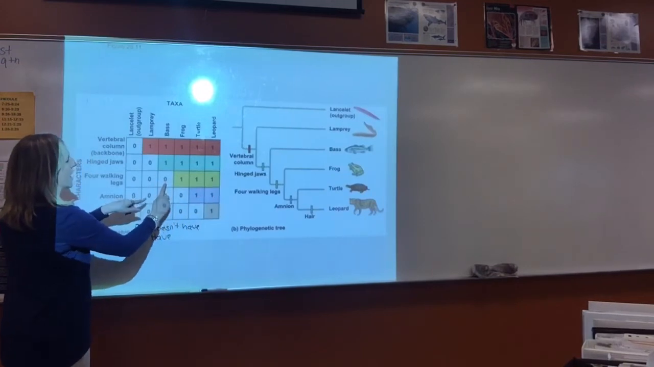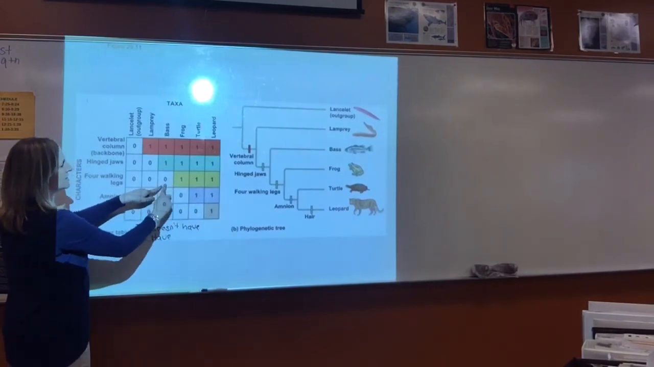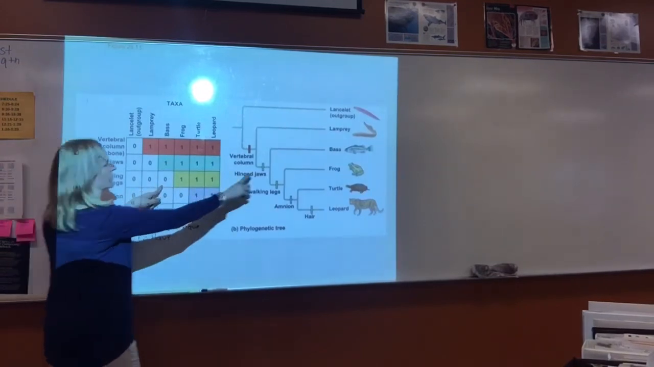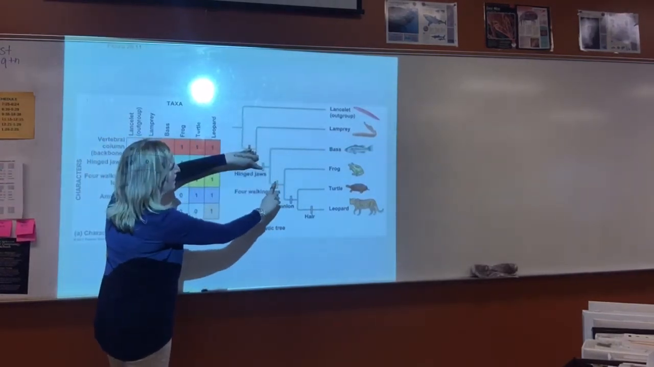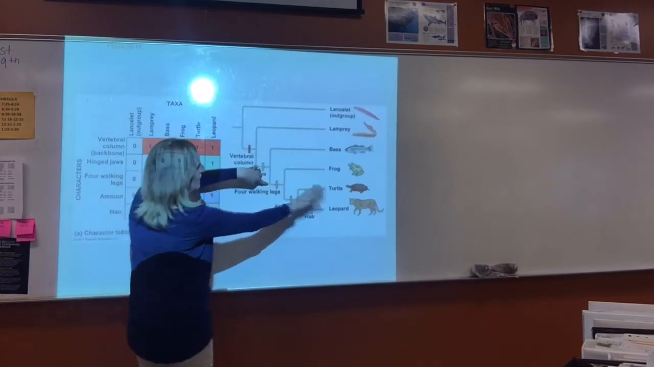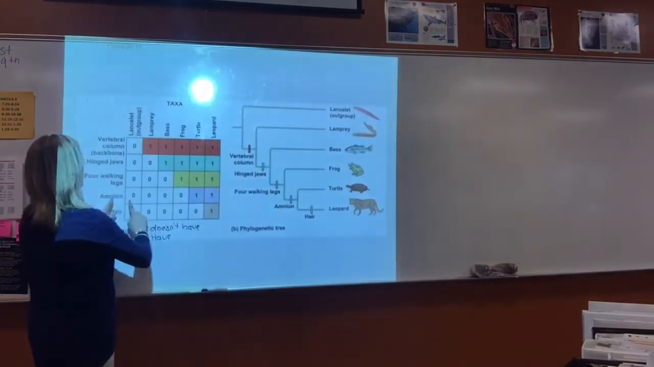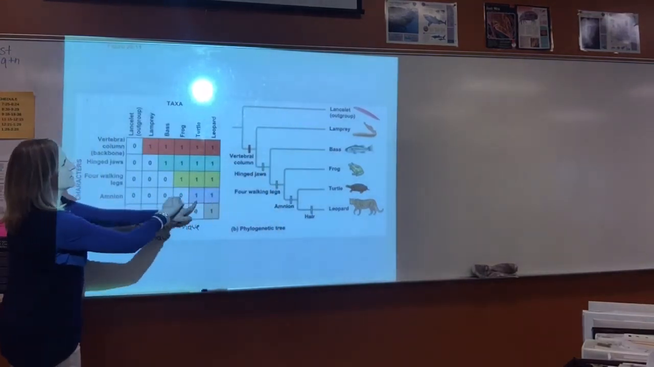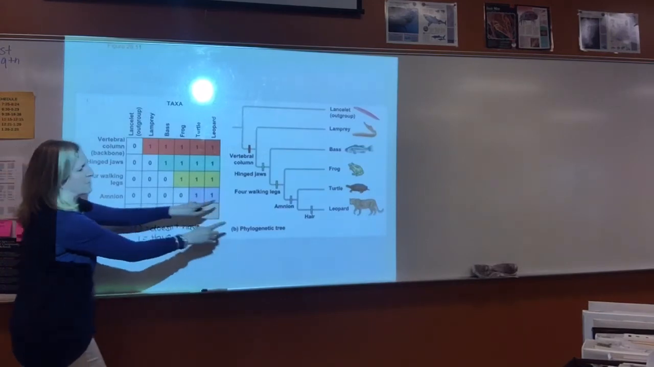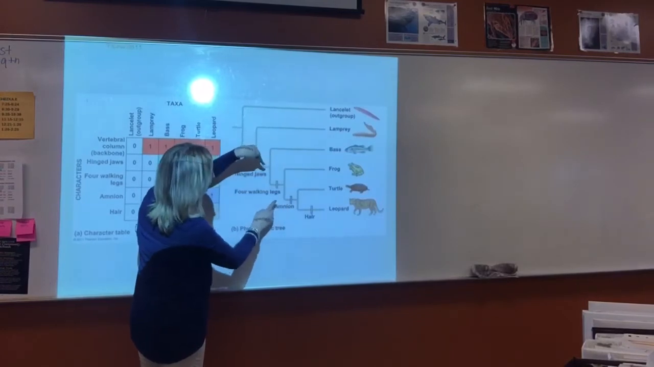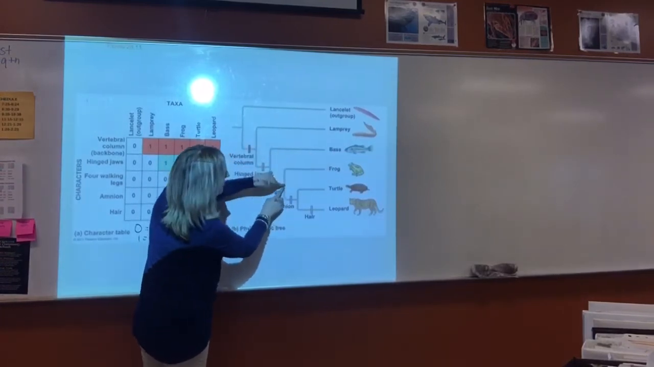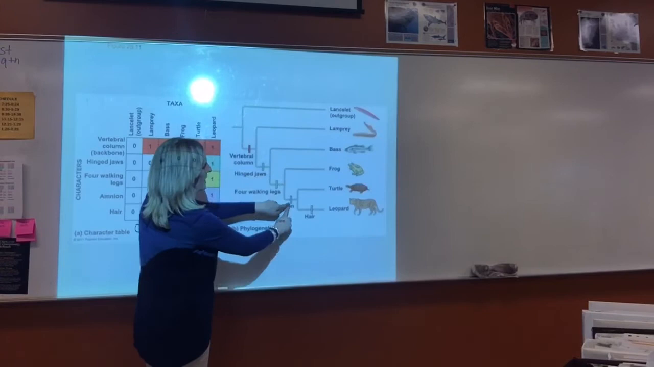And then we go to the next most common here, so the 4 walking legs, these 3 have it. Now the new one that doesn't have it is the bass, all right? And so we go from there, so we put the next bass, and then everything beyond here has the 4 walking legs. So then, look over here, the amnion, the frog doesn't have it, but the turtle and leopard does. All right, so we have here the frog. All right, and then the turtle and leopard here, and we put amnion here.